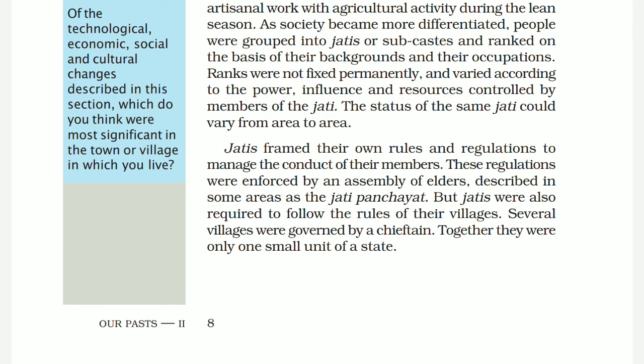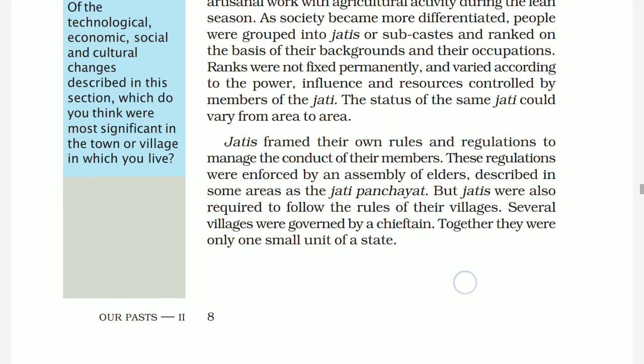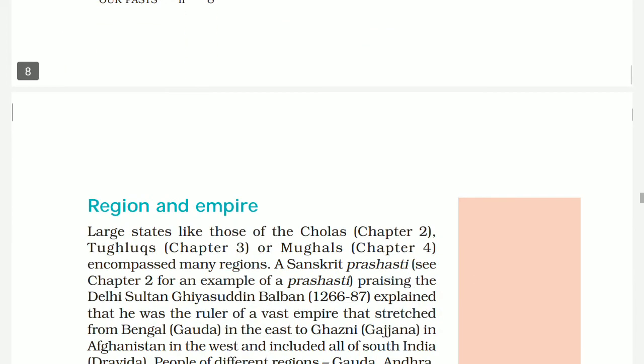Jatis framed their own rules and regulations to manage the conduct of their members, and these regulations were enforced by an assembly of elders, described in some areas as a Jati Panchayat. But the jatis were also required to follow the rules of their village. Several villages were governed by chieftains together. They were only small units of a state.